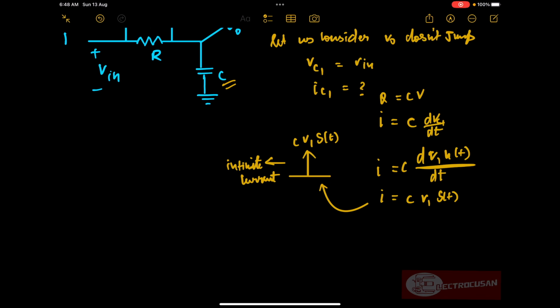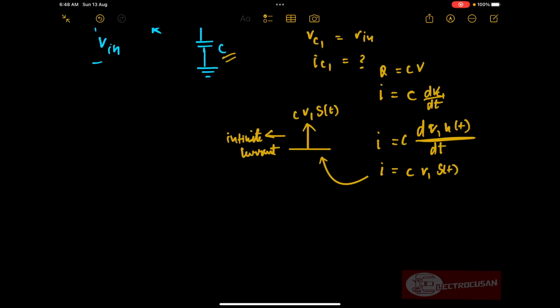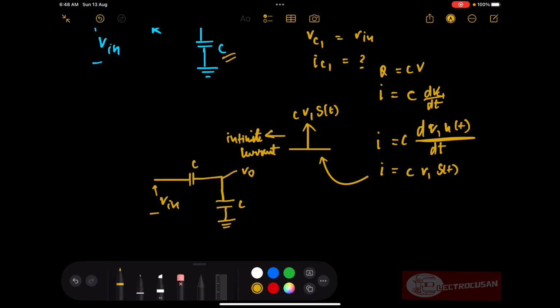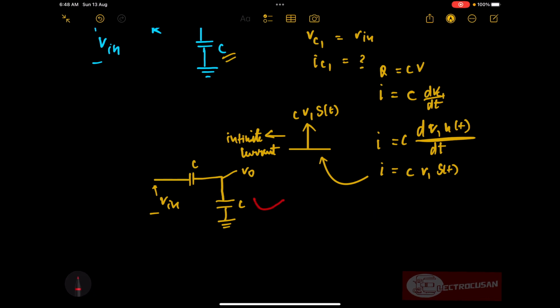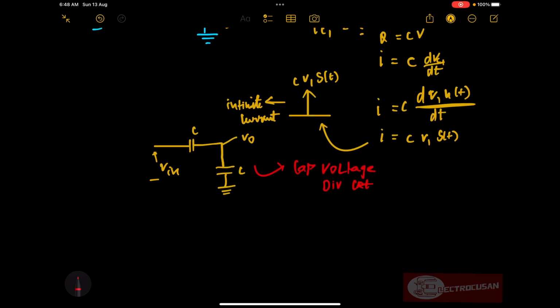So what is the equivalent circuit of this given circuit at t equal to 0? This has just two capacitances in series. This is C, this is C. We have to find Vout here. This is Vin here. This is a capacitive voltage divider circuit. And what is the Vout of this circuit?